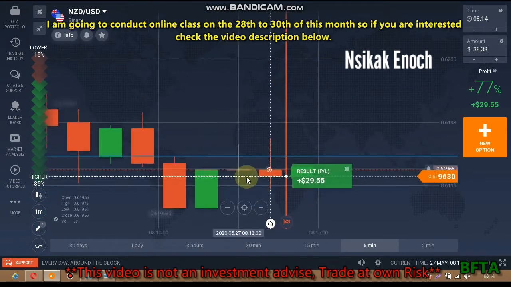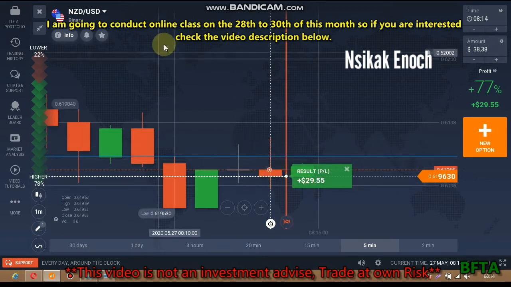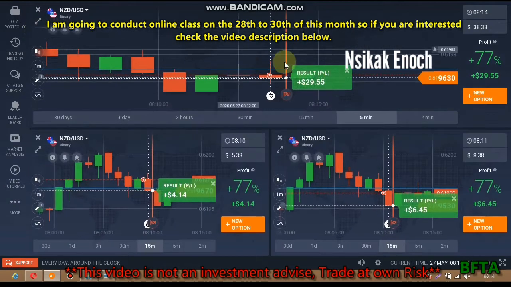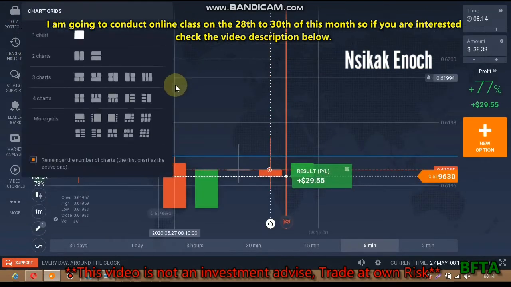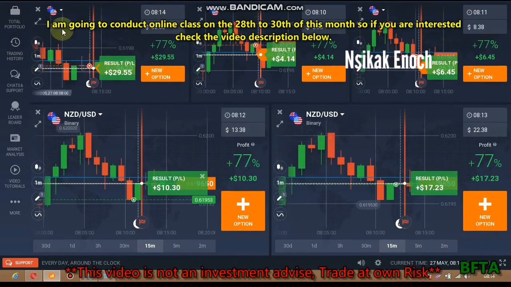After the doji candlestick, we can see the bearish candle with strong rejection. So I place my trade at the right opportunity and at the right moment. So right now I take $5 compound trading.